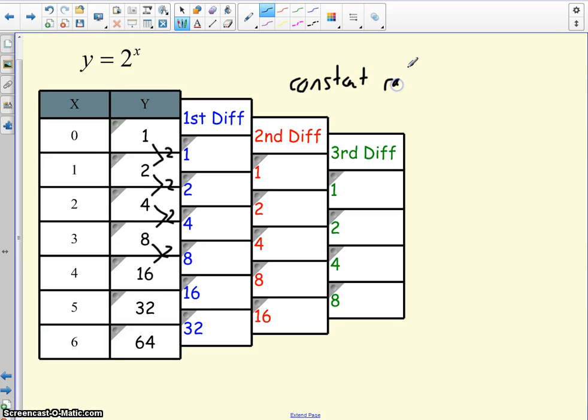Okay, so this constant ratio in this case is 2, and it happens to be exactly the same as the base of the exponent. Okay, so that's the pattern you're going to see in the tables of values for any kind of exponential function: a constant ratio where that ratio is equal to the base of the exponent, or the base of the power.